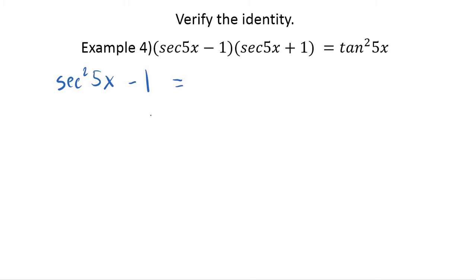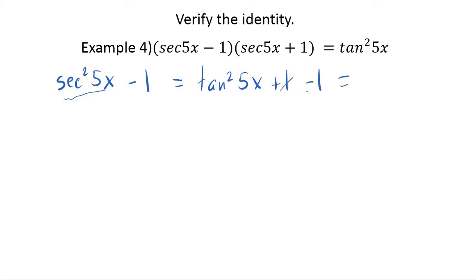So let me go ahead and substitute. So secant squared right here, that's the same as tangent squared of theta. Now, 5x is my angle, so I'm just putting 5x plus 1. So this right here, tangent squared 5x plus 1 is the equivalent of secant squared 5x. That's a Pythagorean identity. Then of course I've got minus 1.